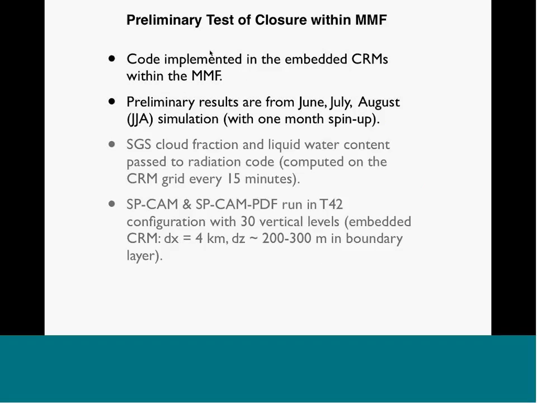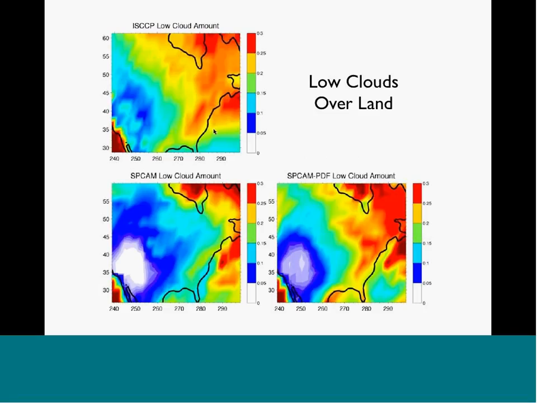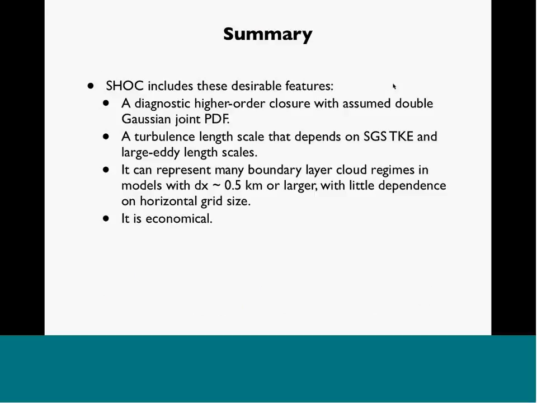So the main accomplishments: this code has been implemented in the MMF and actually been run for AMIP simulations. We just have some preliminary results. And in the interest of time, I think I should probably skip this, but just say it does improve the representation of low clouds over land. The stratocumulus, you just need higher resolution. It doesn't decrease the representation, but it doesn't markedly improve it either.